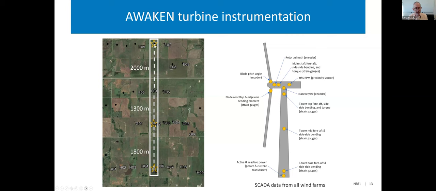And really the purpose there is to look at the response of the turbine, how the turbulence is changing throughout the wind farm, and then what is happening to these three individual turbines as things like wakes and other atmospheric phenomena are changing and impacting the turbines.